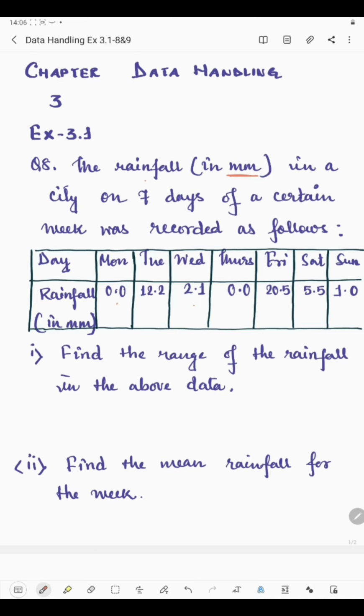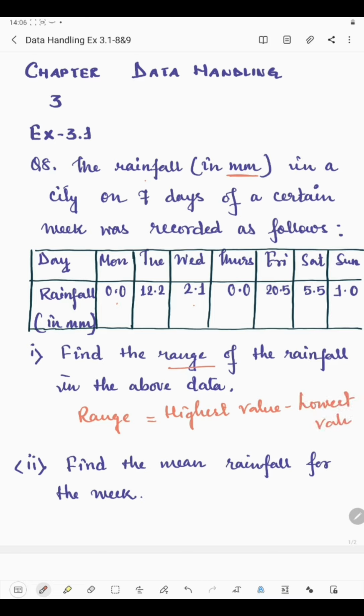So we have three parts here. In the first part we have to find the range of the rainfall in the above data. Now range means highest value minus lowest value.